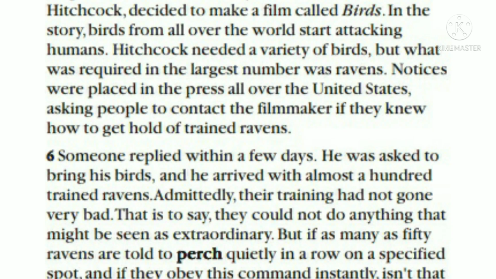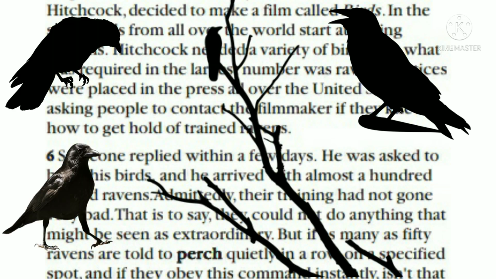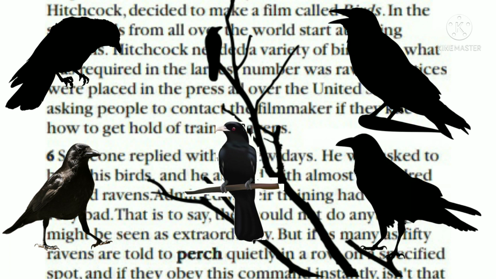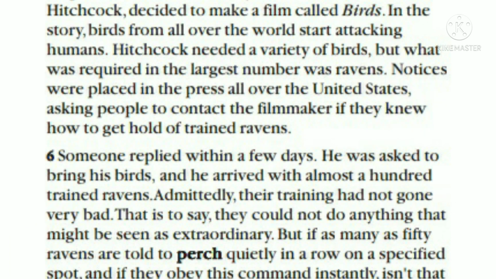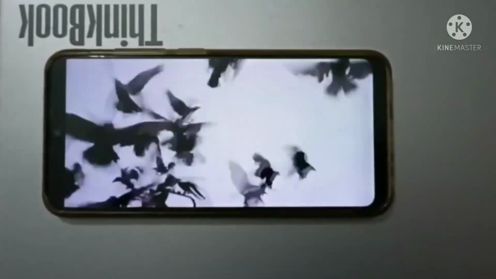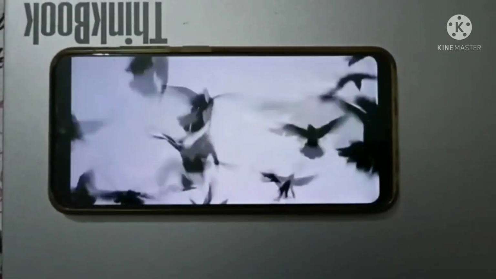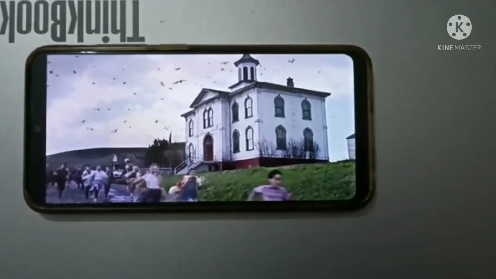So he gave advertisements in all newspapers and pasted notices everywhere asking if there was anyone with a large number of trained ravens. A man responded to his notice and approached him with almost hundreds of trained ravens. And the training given to them proved to be good when 50 of them perched on a particular spot in a row just on a command given to them.